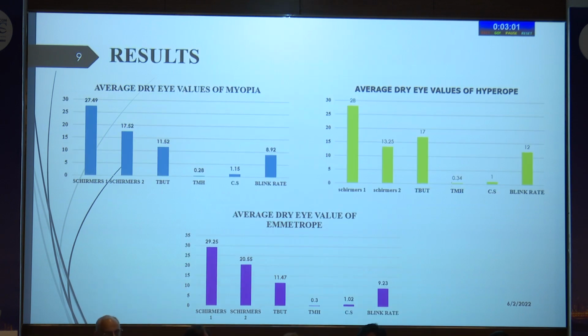When we put out our results, the Schirmer's 1 test was 27.5 average for myopes, 28 for hyperopes, and 29.25 in the emmetropic group. The blink rate was found to be significant. We found 8.92 in myopes, 12 in hyperopes, and 9.23 in emmetropes. T-BUT was 11.52, 17 in hyperopes, and 11.47 in emmetropes. What we did find, however, was that though there was a small clinical significance, statistically these values were not significant.